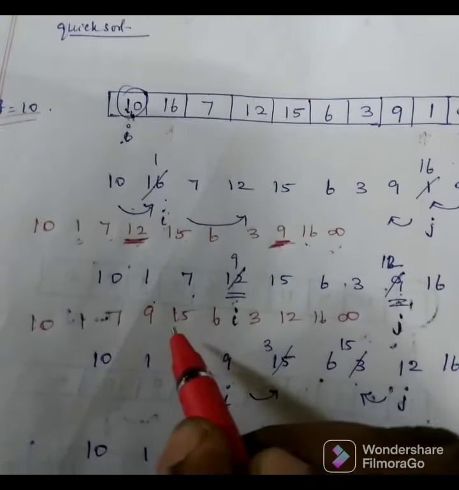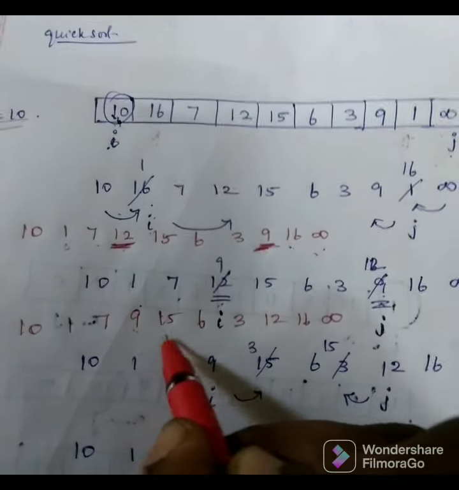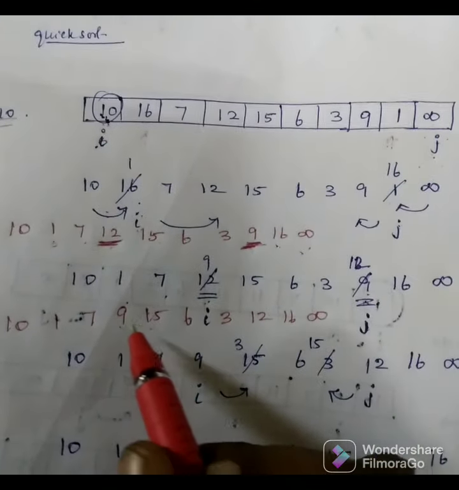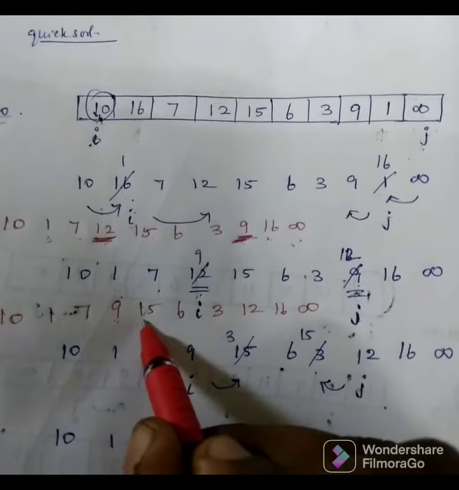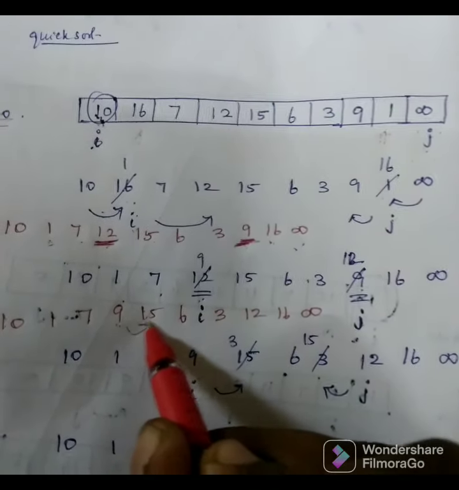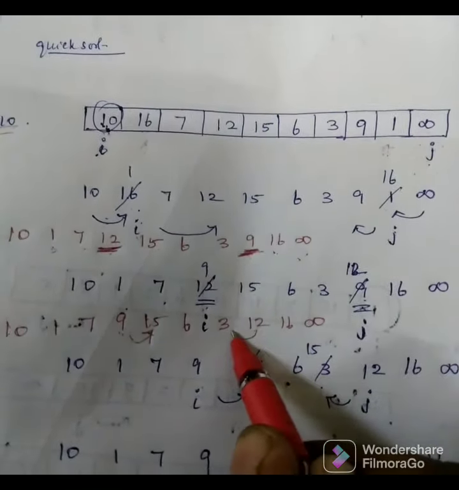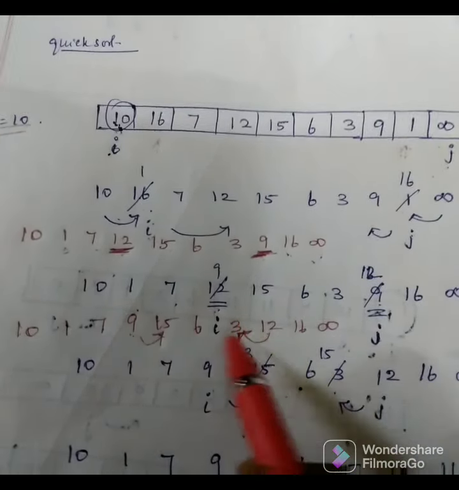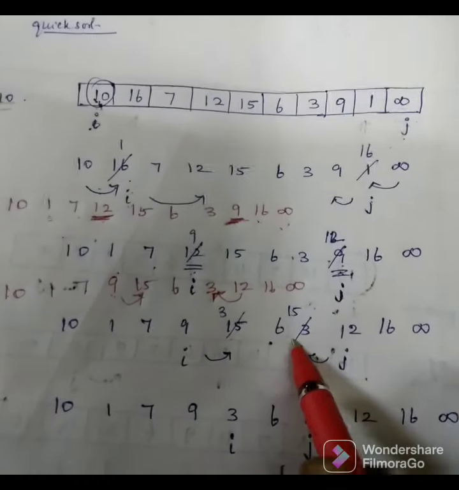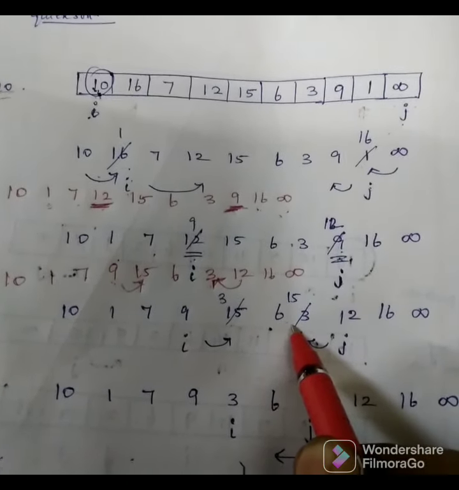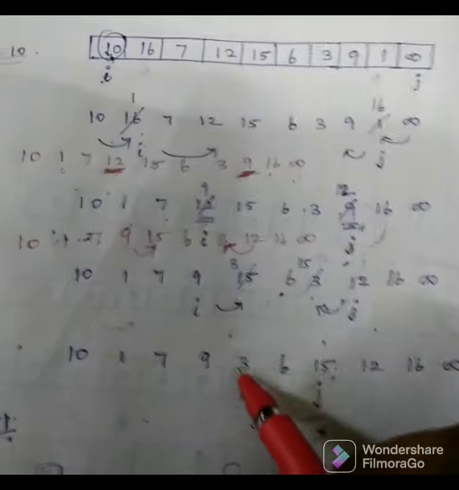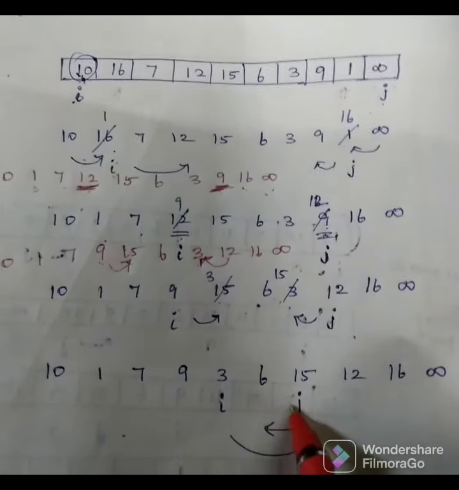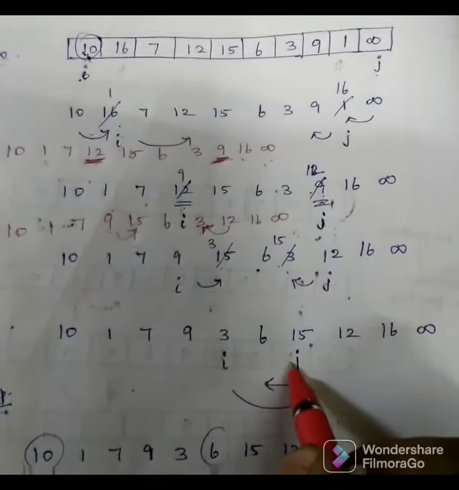Now what we need to do? You need to start incrementing here and decrementing there. Increment i, so i is coming here, and decrement j, so j is here. Now you have to interchange 15 and 3. 15 and 3 are getting exchanged. Then continue. Now i is here, j is here. You need to start the process again.